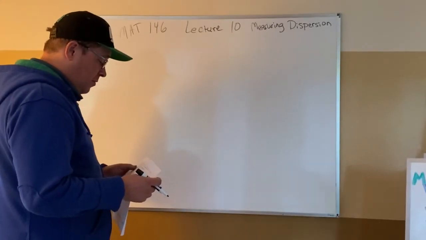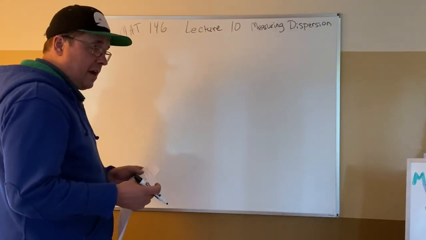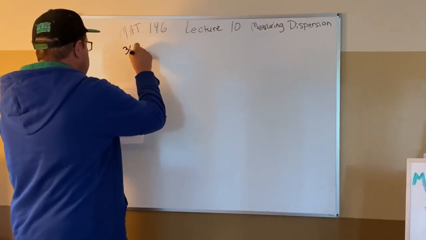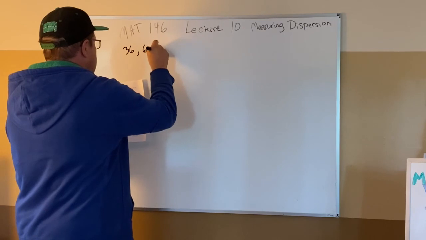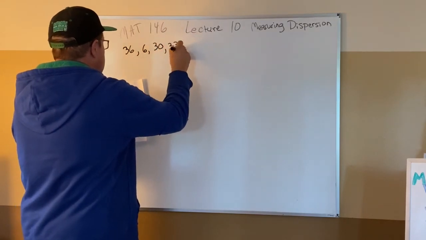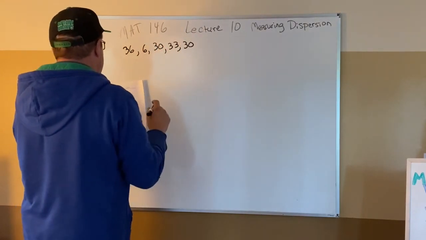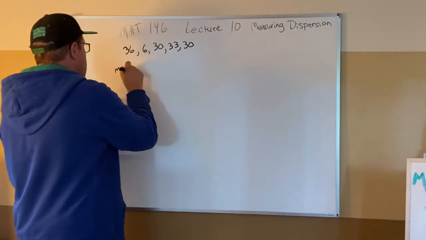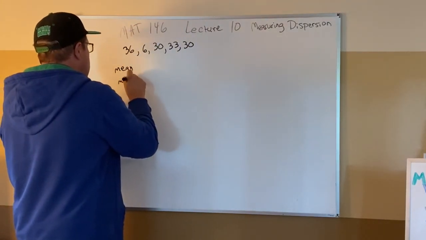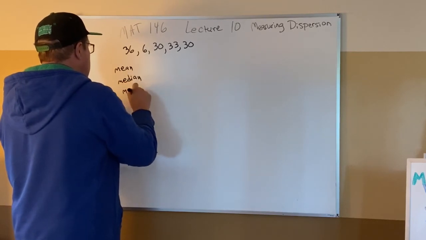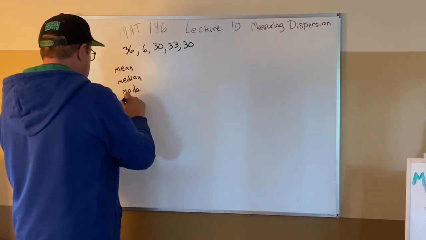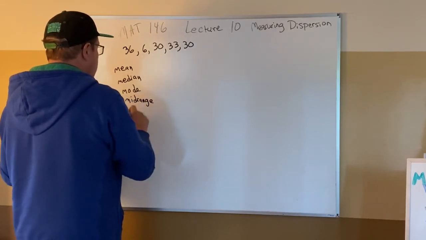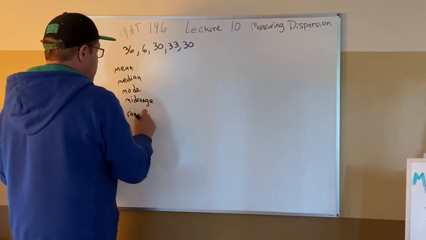So I want to go through something for the TI users. I want to take this data set of 36, 6, 30, 33, and 30, and I want us to go ahead and find things like the mean, median, mode, and the mid-range. But then I also want to find something called the range, which tells me how this data spreads out.